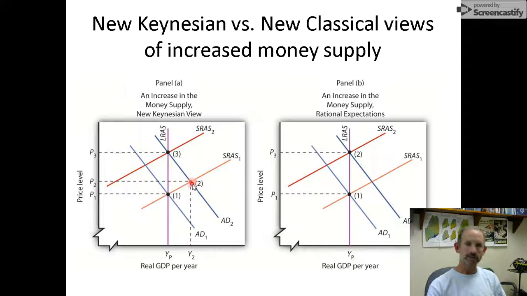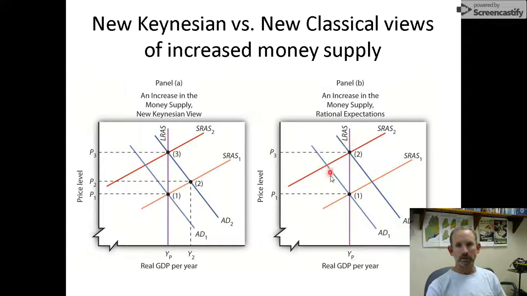Eventually, even the new Keynesians admit that those increased prices will become a cost of production for businesses and cause the short-run aggregate supply to shift back to the left, moving us back to point 3. So Keynesians do argue for a more active role for government, but even they will admit, hey, these things only work for a short period of time.